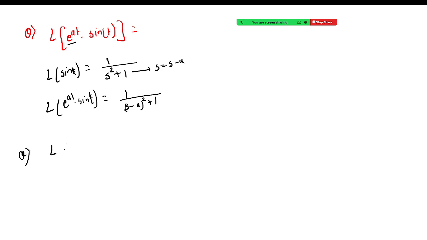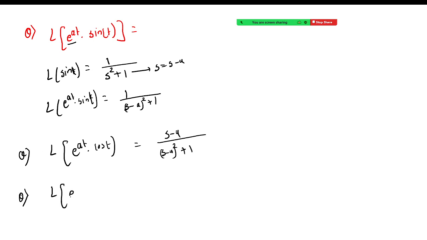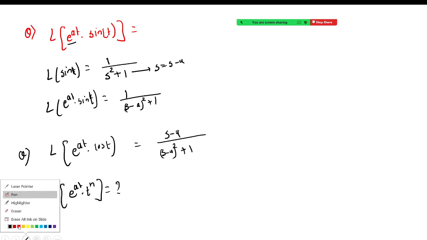Let's see, if I want to calculate Laplace of e to the power at into cos t, now you can directly write s minus a divided by (s minus a) whole square plus 1, right? So let's say I want to calculate Laplace of e to the power at into t to the power n, right? What will be the value? So how can I calculate?